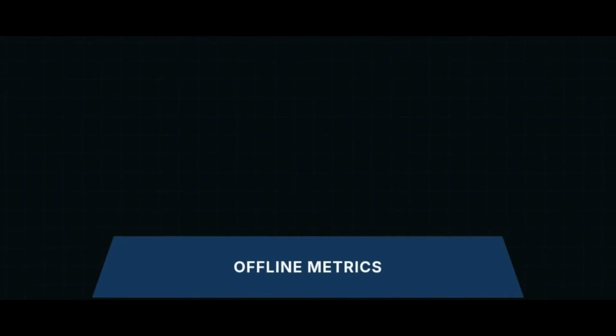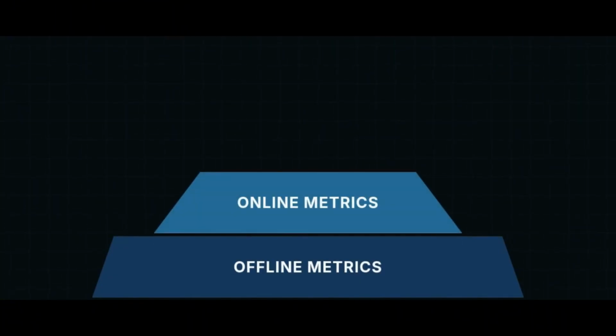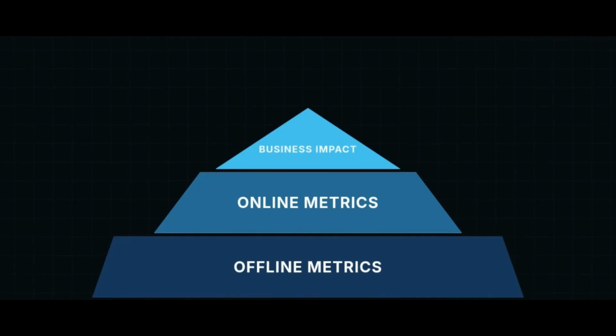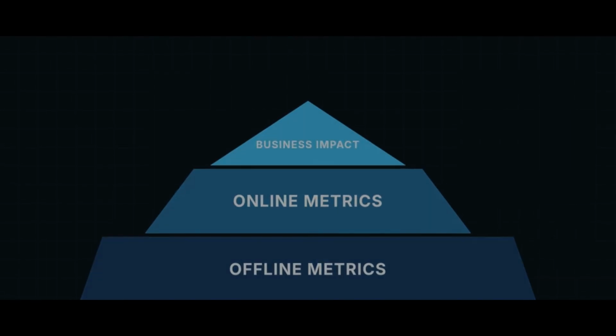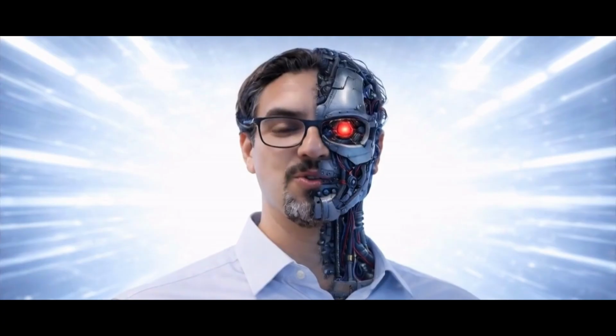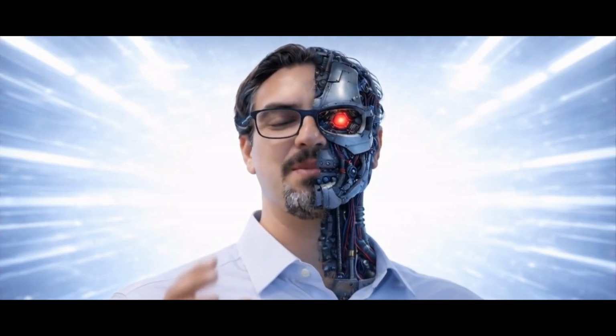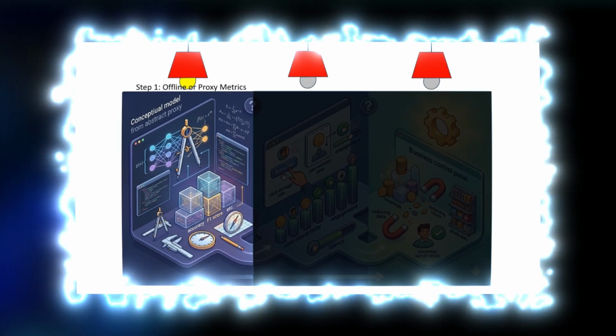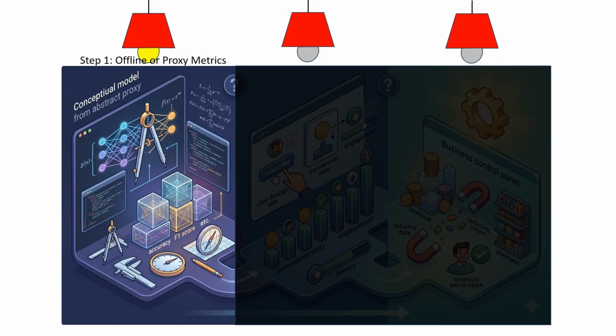And this is where concepts like offline metrics, online metrics, and hierarchical evaluation come into play. A model is only as good as the metric you choose to evaluate it. In the rest of this video, I'm going to walk you through these ideas and show you how to use them in practice.